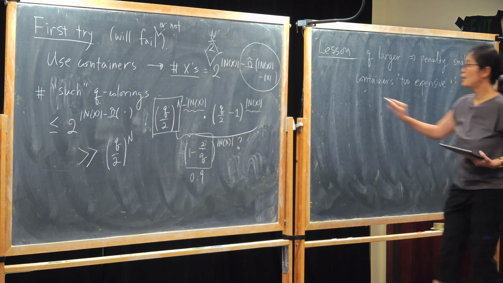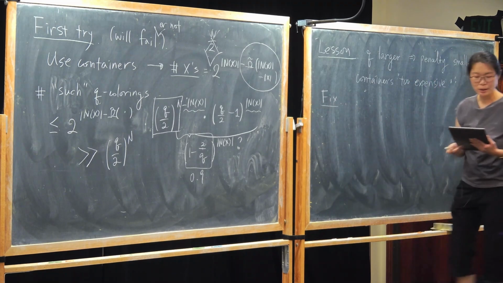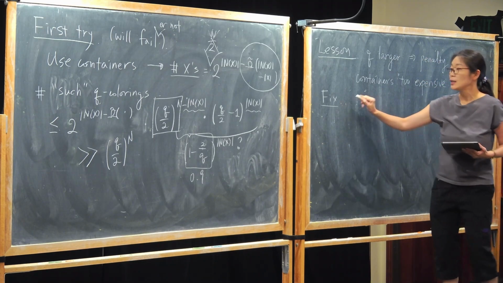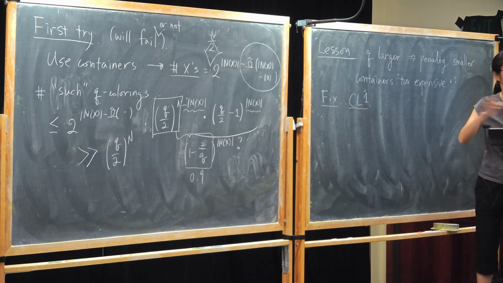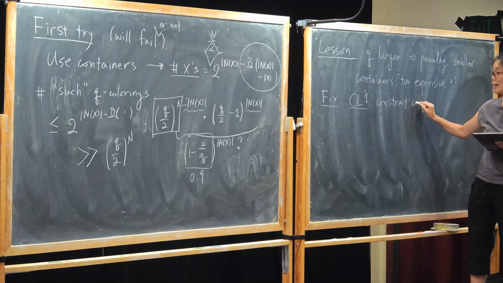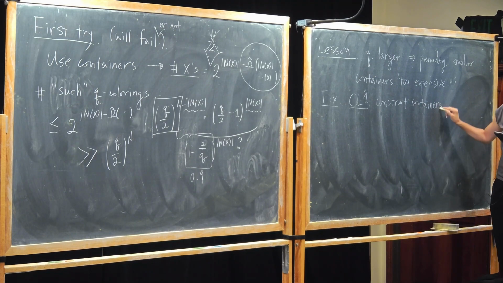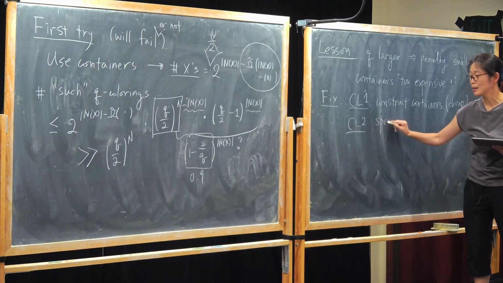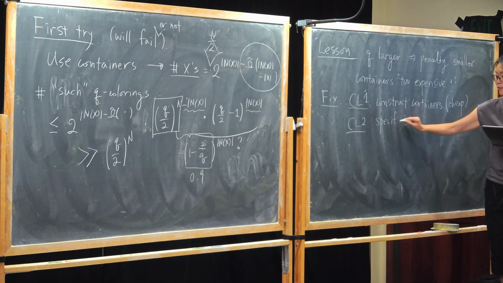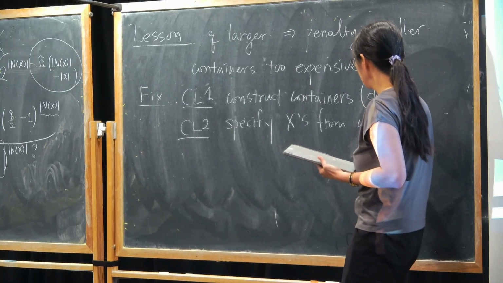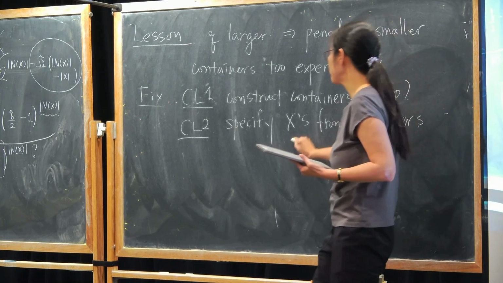And for that, let me write down the fix that we can think about. First of all, what plan are we implementing in the current approach? The first container lemma that we discussed last time says that we can cheaply construct the containers. And we saw that this is pretty cheap. The second lemma says that we can specify the flaws x from the containers. And this part was pretty expensive.